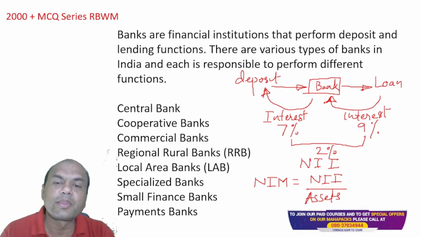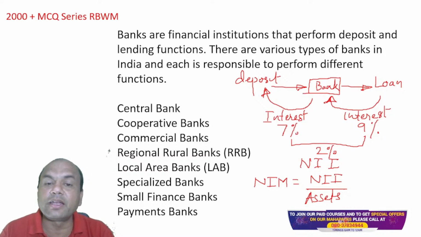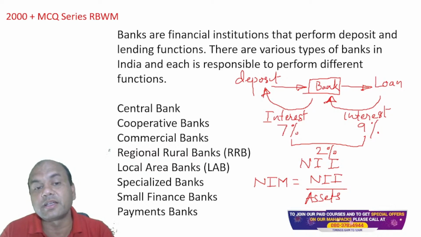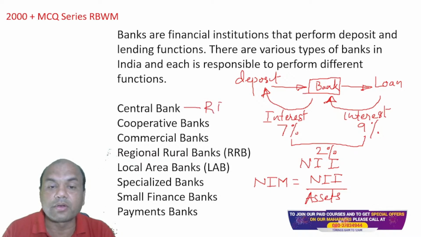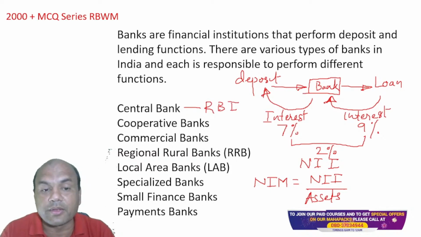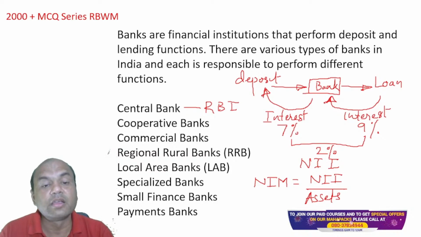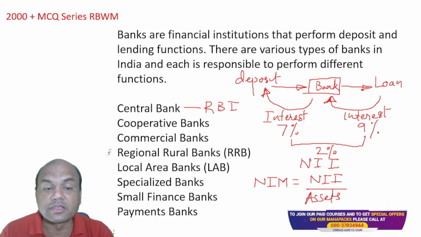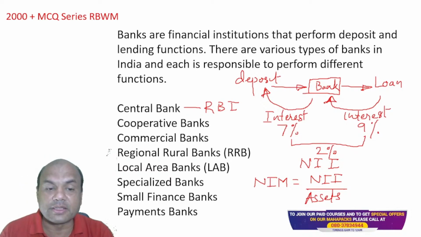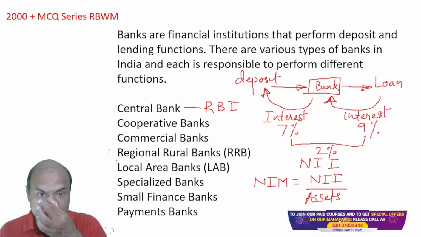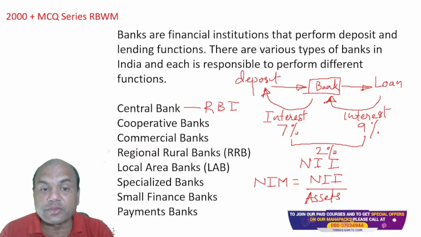Obviously, there are various types of banks in India, and each is responsible for performing different functions. So what are the various banks in India? One is the central bank. Central bank means RBI over here. RBI. It's not Central Bank of India. It is RBI. Second, cooperative bank. Commercial banks, RRBs, local area banks, specialized banks, small finance banks, and payment banks. Now, if you see, these are how many? 3 plus 3, 6 plus 2, 8, right? 8 types of banks. Plus, there are others which are not added over here.